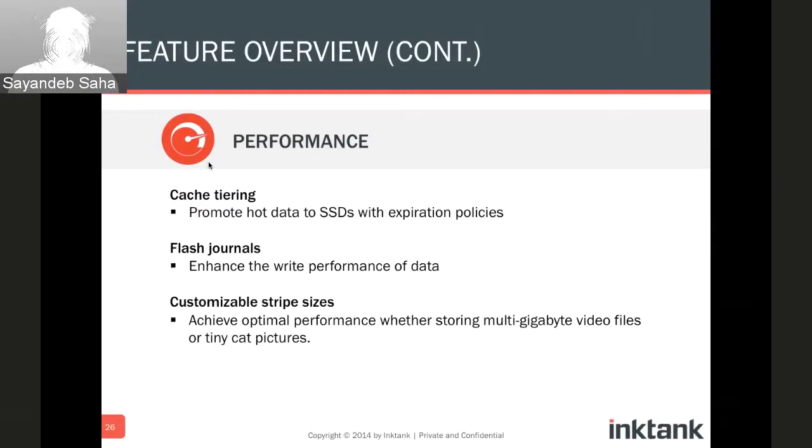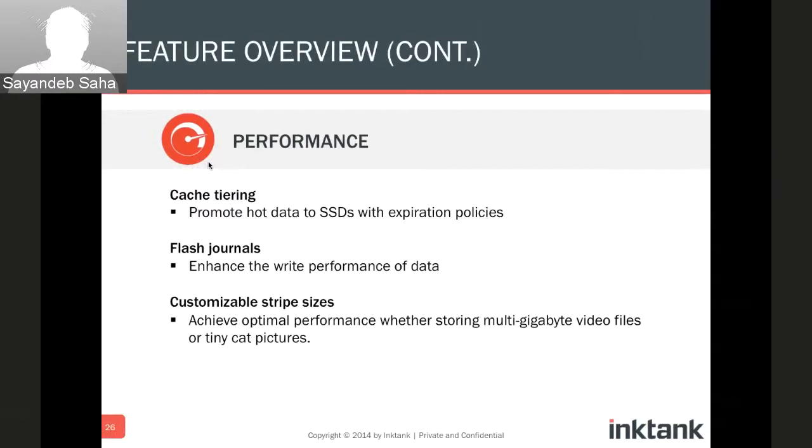Flash journals enhance the write performance of data, and in Ceph you can have journals that are based on SSDs, and you can specify them when you set up Ceph, so that you get better performance. So there are some knobs and dials there that you can use today. Gluster, on the other hand, today, you can definitely use SSDs if you want to, but there is no separation of metadata in Gluster yet, where you can put some Gluster metadata on SSDs so that it's optimized.